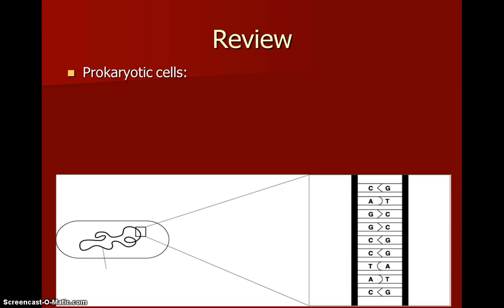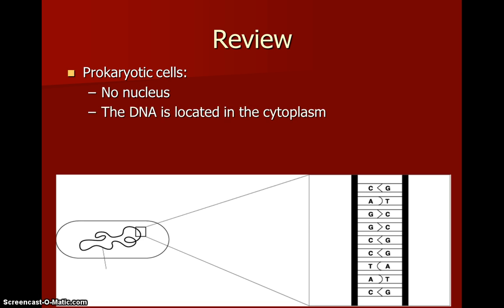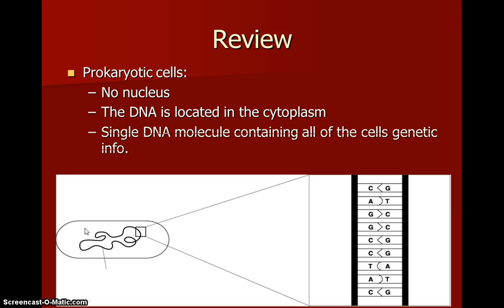So here's a little bit of a review for you. Prokaryotic cells have no nucleus, so the DNA is located in the cytoplasm. And we have an example right here for you. This is the DNA. It's located in the cytoplasm of the cell. A single DNA molecule contains all of the genetic info. And here we go, here's the DNA, the strand of DNA.